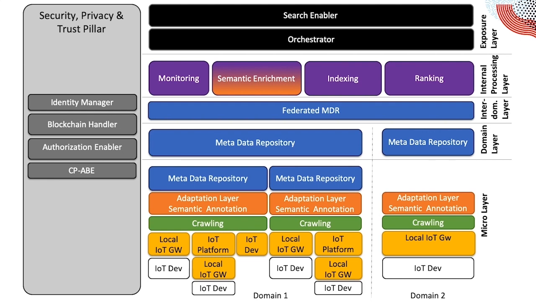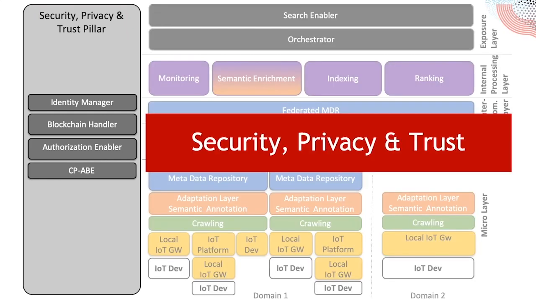Following a bottom-up approach, we can count with the following layers: micro layer, domain layer, interdomain layer, internal processing layer, and exposure layer. Finally, since IoTCrawler has covered the topic of security and privacy from a transversal point of view, we have in this architecture the security, privacy, and trust pillar. This is a transversal layer which provides IoTCrawler architecture with mechanisms for authentication, authorization, and privacy for the access to the data. Security and privacy governs the interactions of the components of all the layers defined in the architecture.